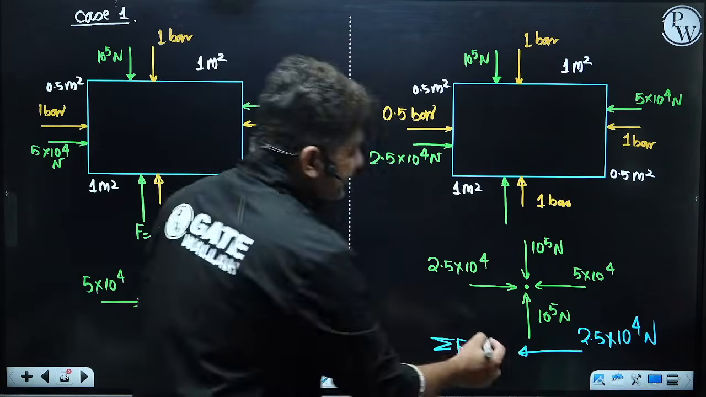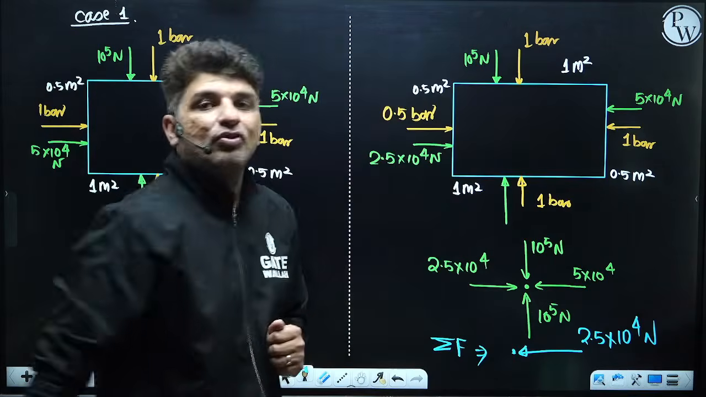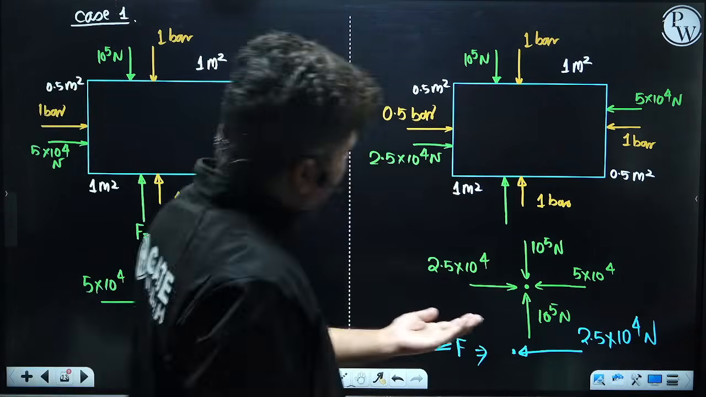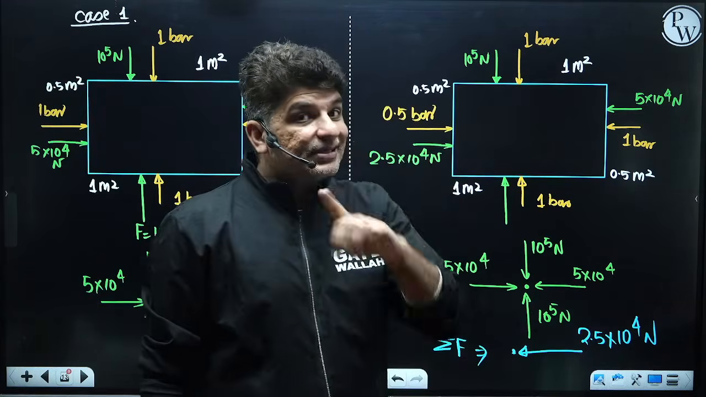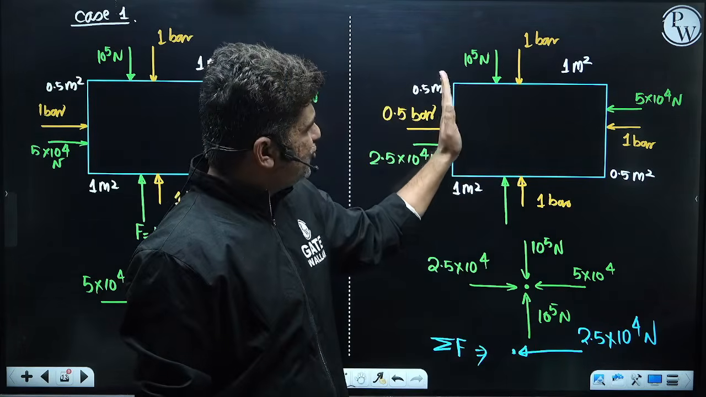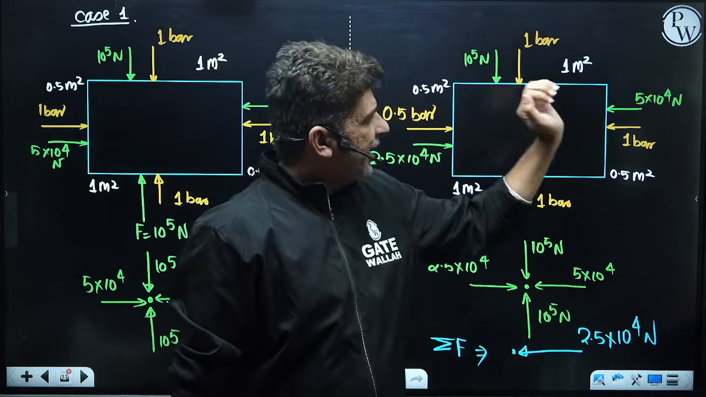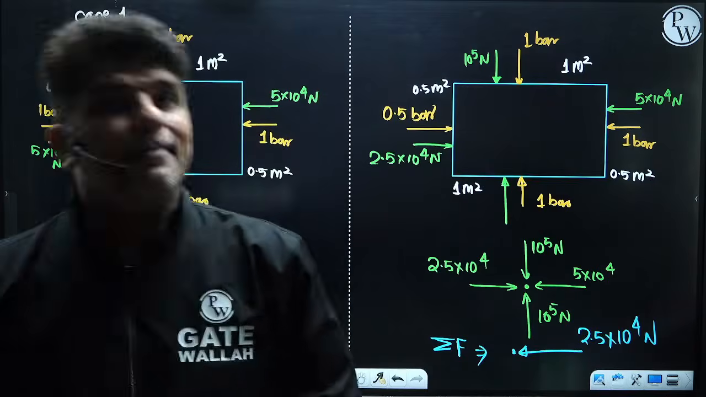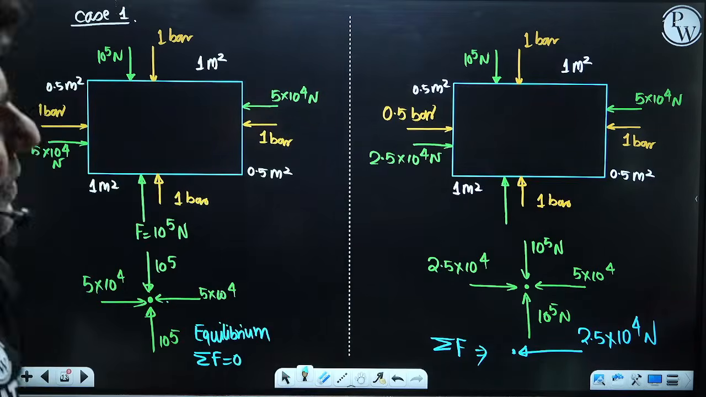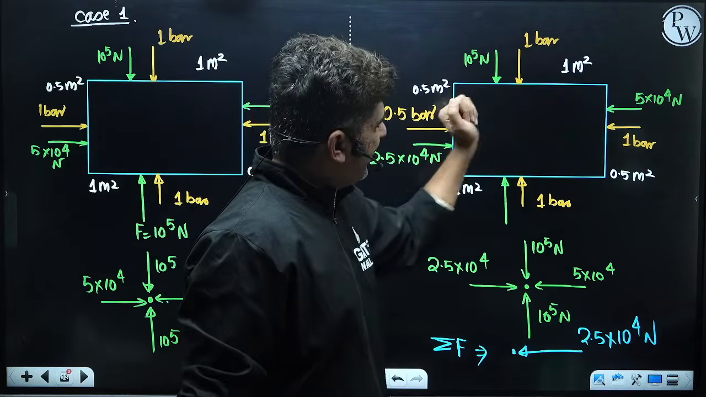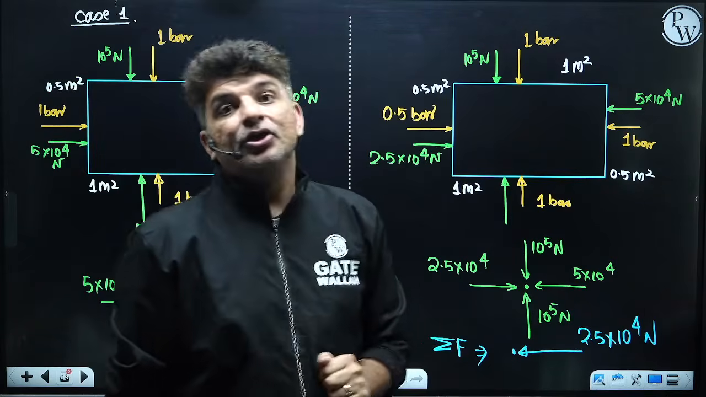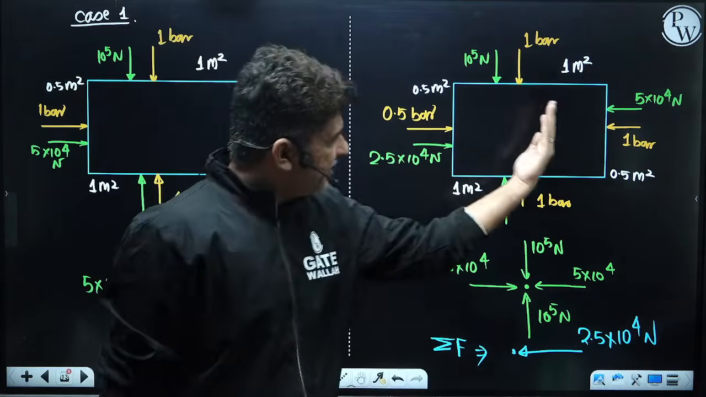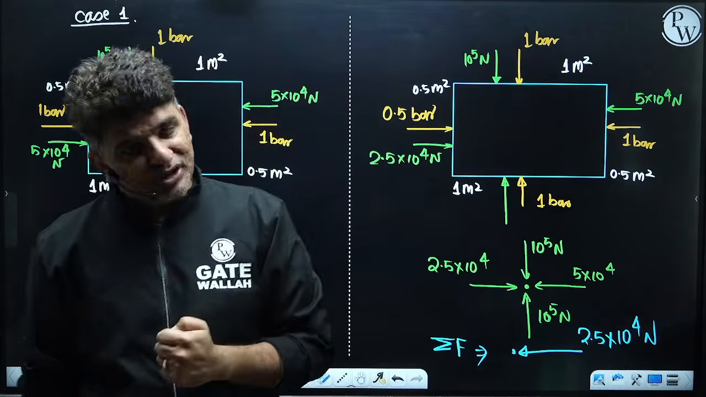There will be a net resultant force acting on this object. Now, can anybody tell me why this net resultant force has come up? This has come up because the pressure on the left surface and the pressure on the right surface are not the same. Because of which there is a net resultant force acting on the object.